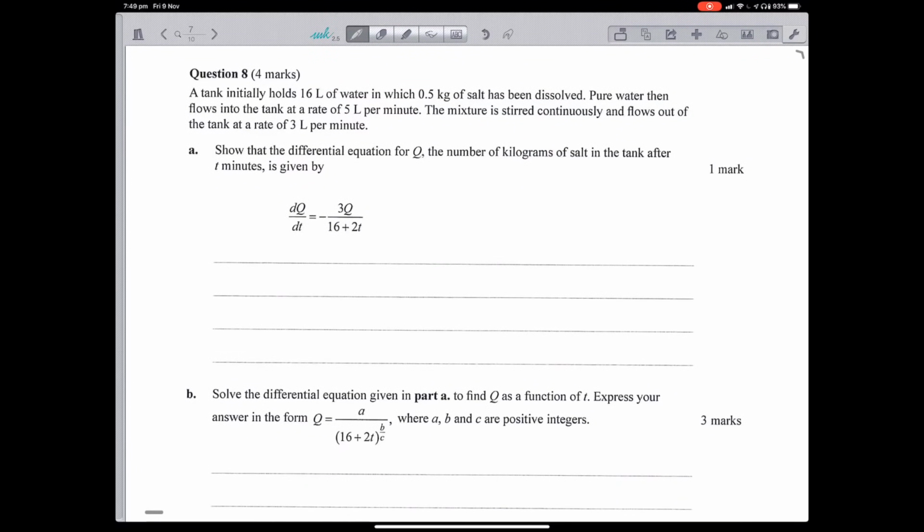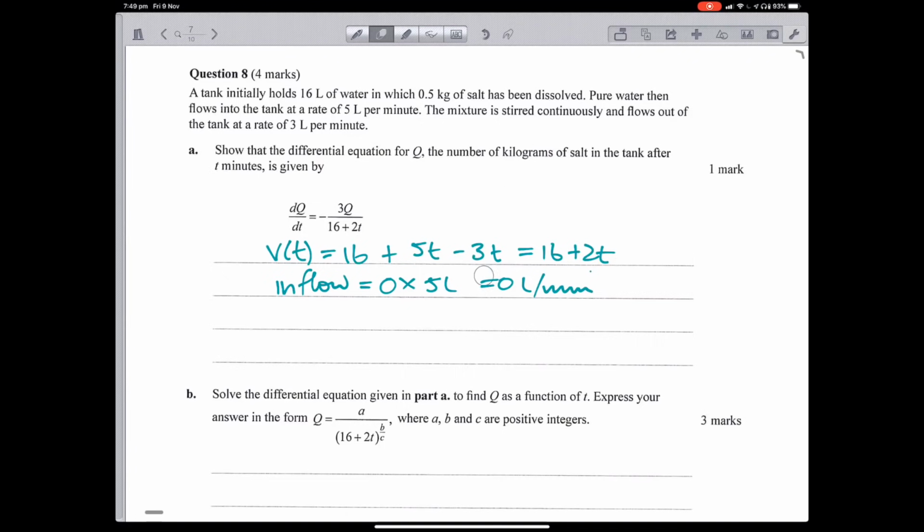Okay, a tank initially holds 16 litres of water in which half a kilo of salt has been dissolved. Pure water then fills the tank at a rate of 5 litres per minute. The mixture, stirred constantly, flows out at a rate of 3 litres per minute. Okay, so our volume is 16 plus 5t minus 3t, which is 16 plus 2t. Inflow of substance is 0 times 5 litres, 0 per minute.